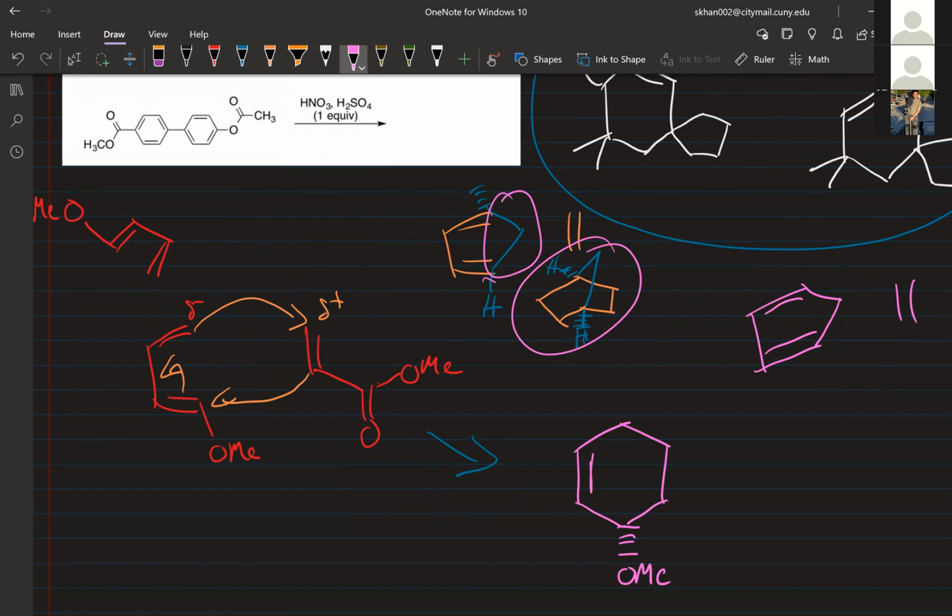And how about the ester? Is it going to be on a dash or is it going to be on a wedge? Why is it going to be on a dash? Because it's outside. No, that's on the dienophile. It's on the right side.